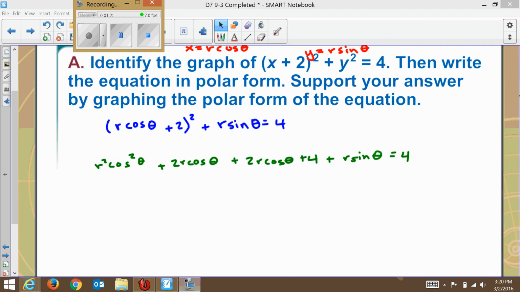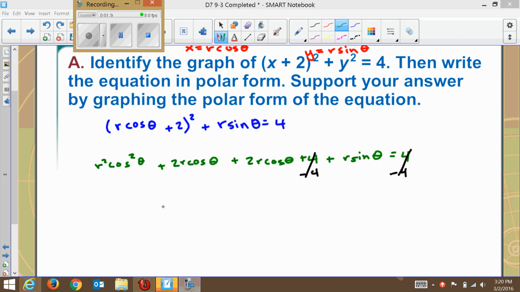Now I can see a couple things simplify right away. I can subtract 4 here, and I can also subtract 4 there for both sides. That cancels as well as that. Now I combine my like terms, and I'll have r squared cosine squared theta plus 4r cosine theta plus r sine theta equals 0.